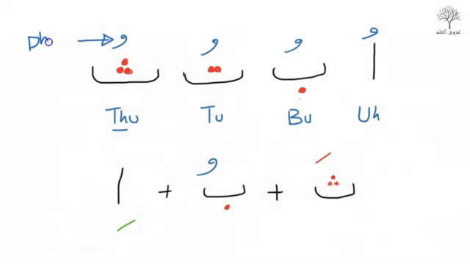This is actually known as a dhamma. Again, it's not necessary to learn the terms. However, the concept is very important. So, this letter here can be pronounced in three ways. If it has a fatha, we say a, kasra, i, dhamma, u. A, i, u. Ba, bi, bu. Ta, ti, tu, tha, thi, thu.